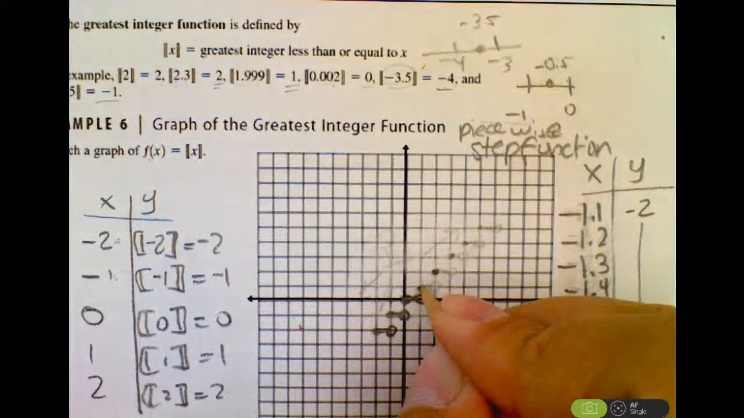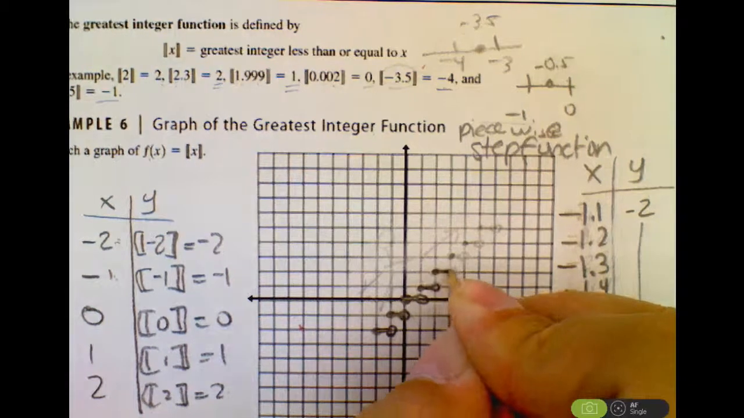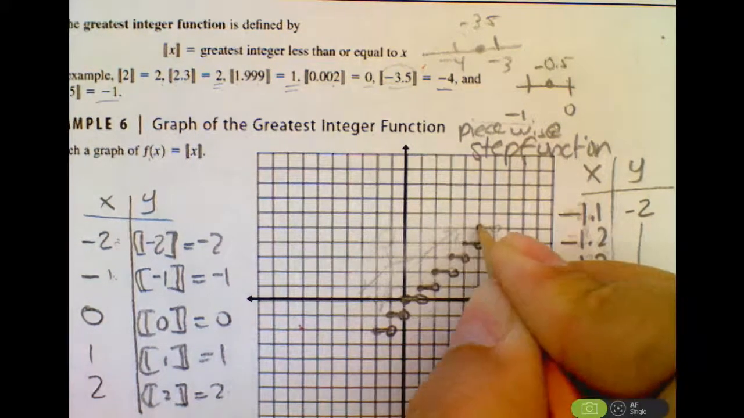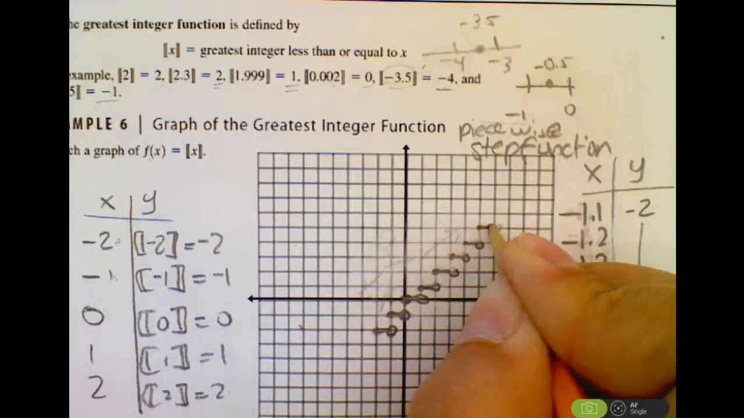And it's going to jump. It's going to be closed, constant, and then open. Close, constant, and open. And you can extend this graph beyond your table of values.